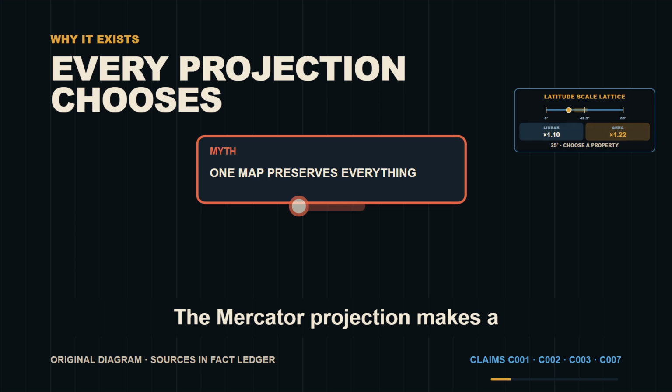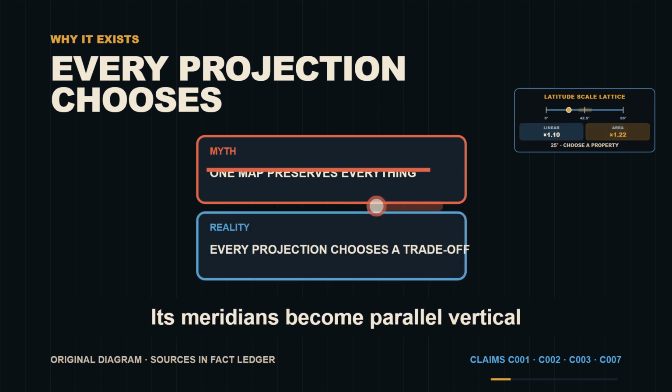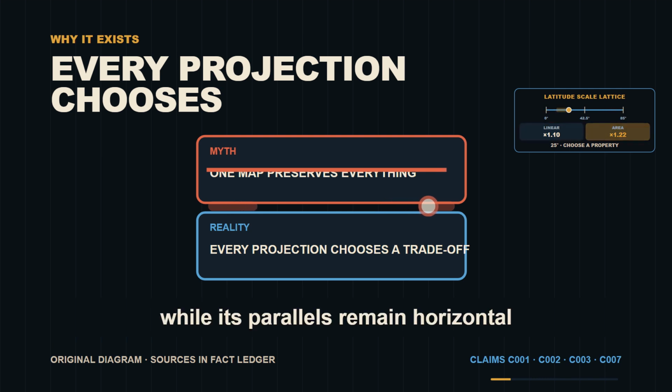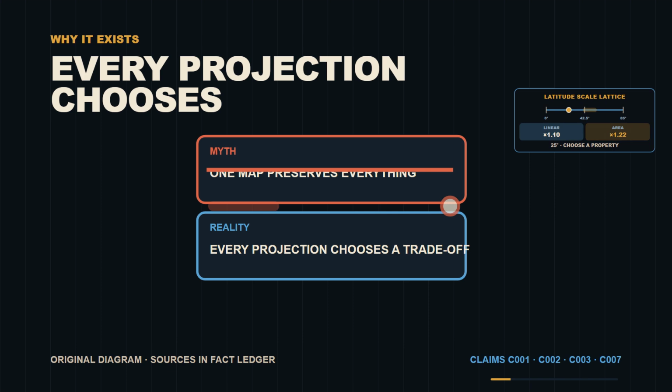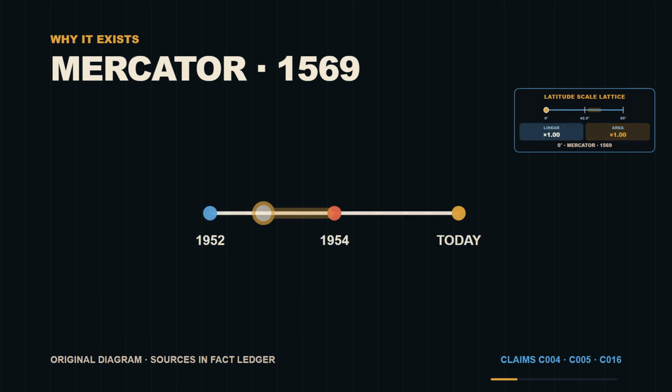The Mercator projection makes a very specific bargain. It protects tiny local angles and shapes. Its meridians become parallel vertical lines, while its parallels remain horizontal and meet them at right angles. That neat orthogonal grid is deliberate. That clean grid is not a photograph of Earth. It is a coordinate machine built for a job.